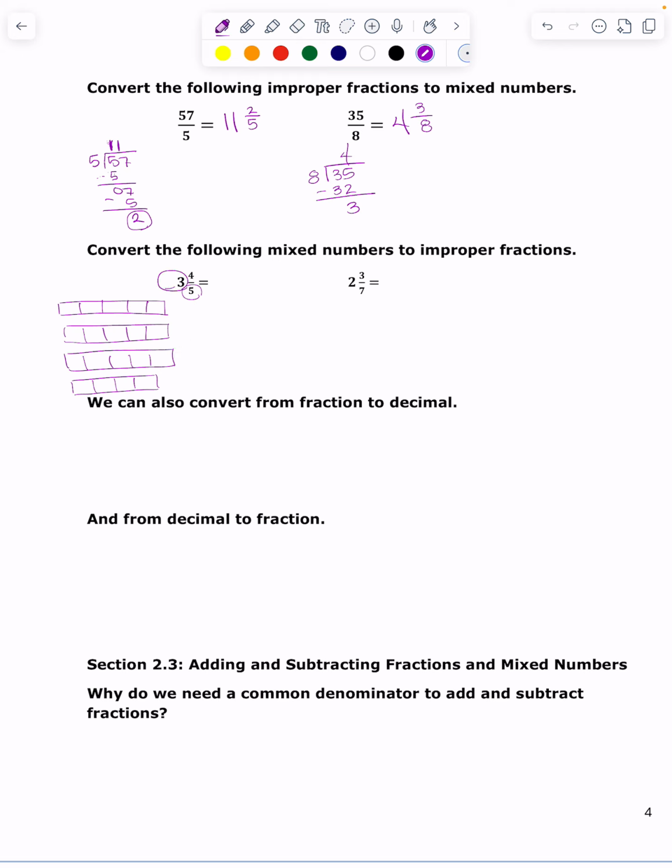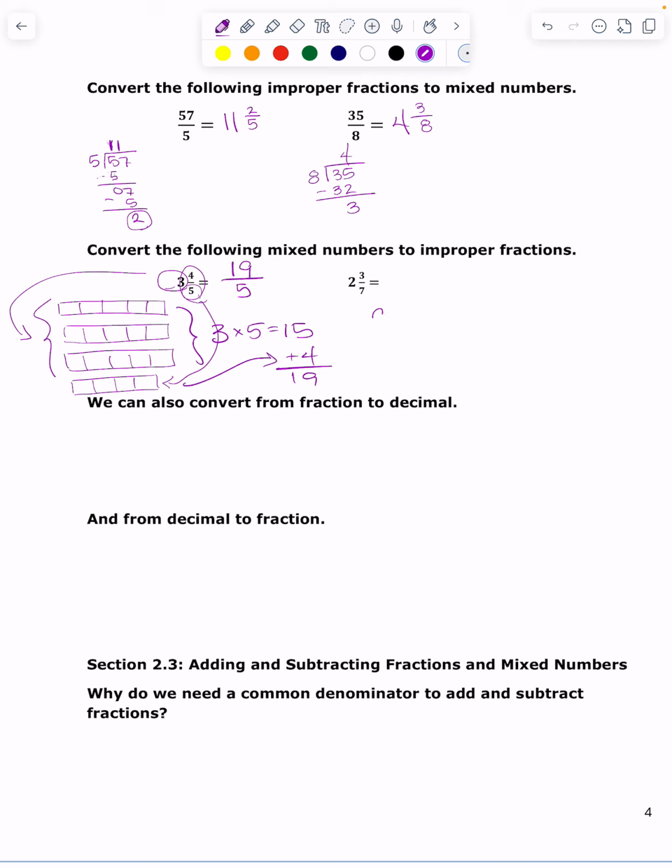So the 3 is this part, 5 pieces each. The 4 fifths is this part. So this 3 times 5 gives me 15 pieces of size 1/5. Here I'm going to add 4 more. I have 19 pieces of size 1/5.